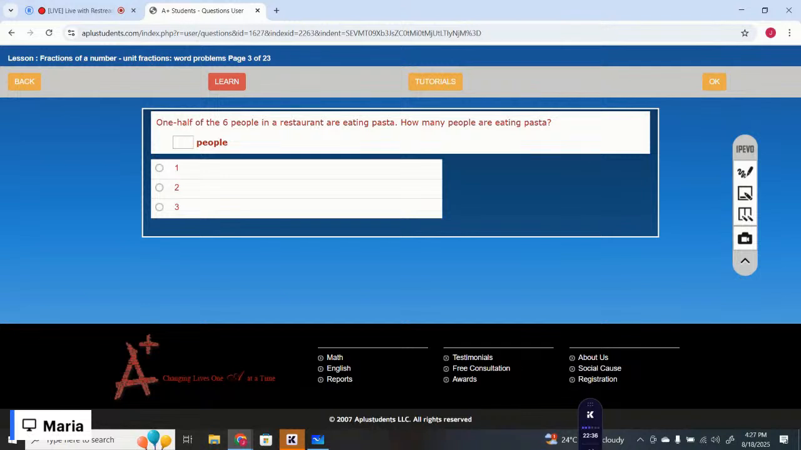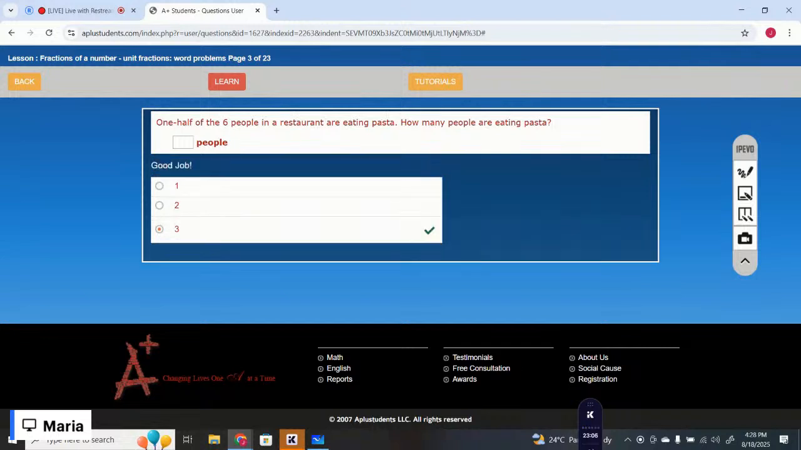One half of the six people in a restaurant are eating pasta. How many people are eating pasta? So, which is the correct option? Half of six is three. Option number three is the correct option.